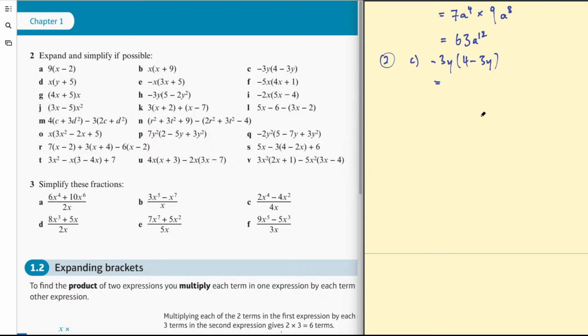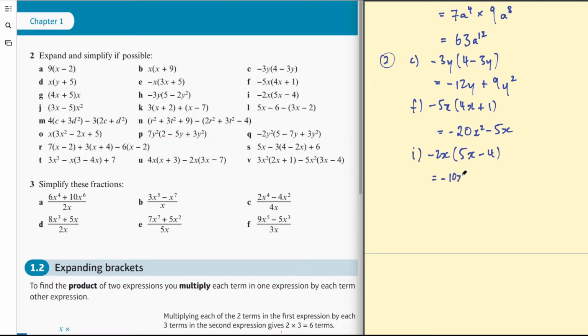So expanding brackets, hopefully you remember how to do this. Just multiply the term in the front of the brackets with everything inside the brackets. So negative 3y multiplied by 4 is negative 12y. Negative 3y multiplied by negative 3y is positive 9y squared. Okay, f negative 5x multiplied by 4x plus 1. This is negative 20x squared, take 5x. I, negative 2x multiplied by 5x, take 4. This is negative 10x squared plus 8x.